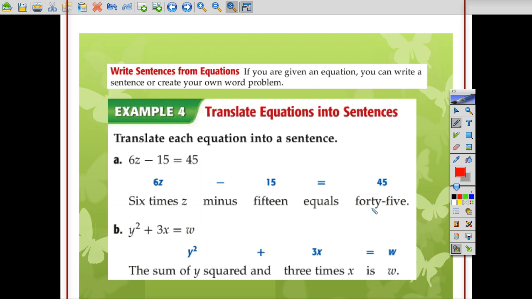So for these problems, everybody's answer will probably look different because you could use different words. Equals is the same thing as is or identical to. There's a lot of words that you can use. All right, another example. y squared plus 3x equals W. In the textbook it says the sum of y squared and 3 times x is W. You could have also said y to the second power added to 3x equals W. So you see there are different ways of writing each sentence.